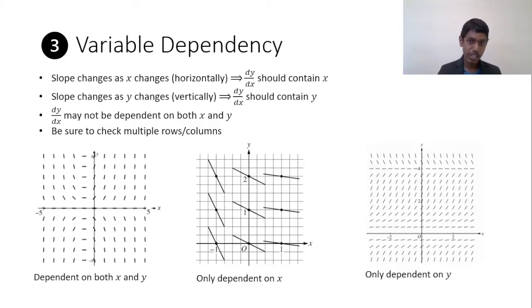Now, the next thing you're going to want to look at is variable dependency. This is a very fancy way of saying, what variable should be in your equation for dy/dx. If your slope is changing as x is changing, so in the horizontal direction, then your equation for dy/dx should contain the letter x in it. The same thing goes for y, except now you're going vertically. This is important because the slope field may or may not depend on both x and y. Here are three examples that illustrate this point.